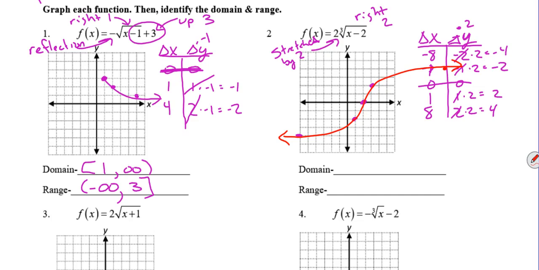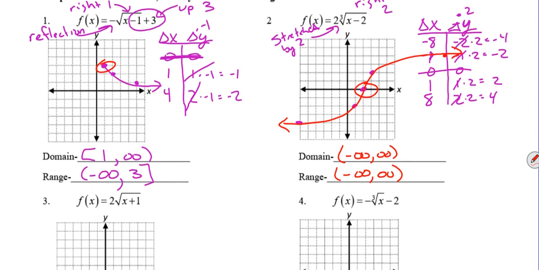I hope you can see how that delta movement can help you with plotting the points. Again, the focus here is on these key points and then doing the movements. These are movements, not coordinates. They're how to move from your central point. Our domain would be negative infinity to infinity, and the range, negative infinity to infinity.